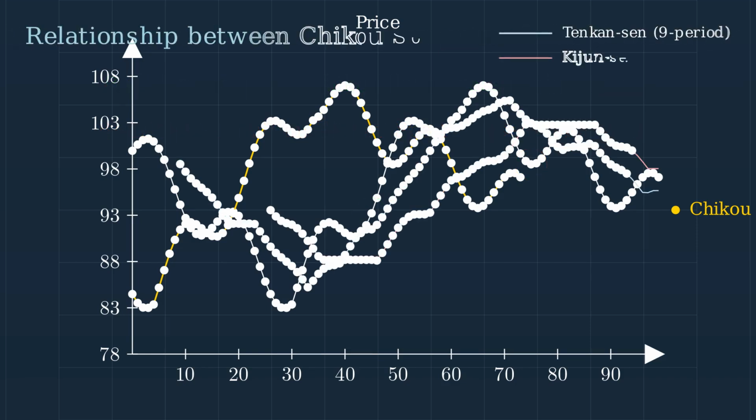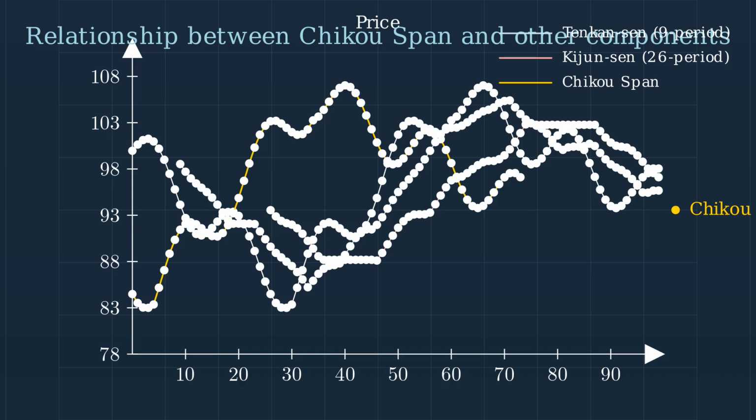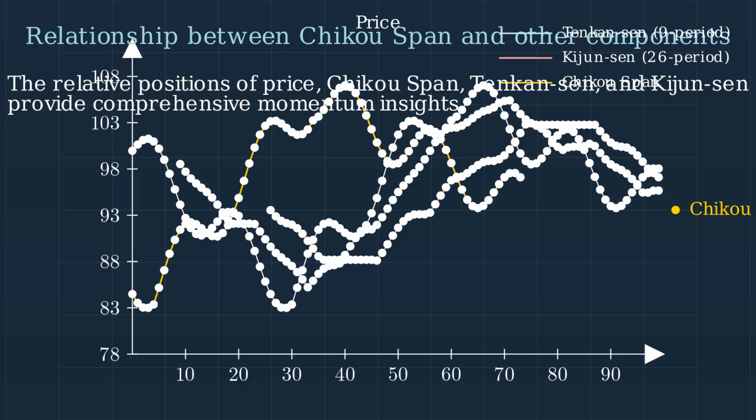The Ichimoku cloud system includes other components that work together with the Chikou span. These include the Tenkan-sen, which is a 9-period moving average, and the Kijun-sen, a 26-period moving average. The relationship between the Chikou span and these other components provides comprehensive momentum insights. For example, when price and Chikou span are both above the Kijun-sen, it confirms strong bullish momentum.